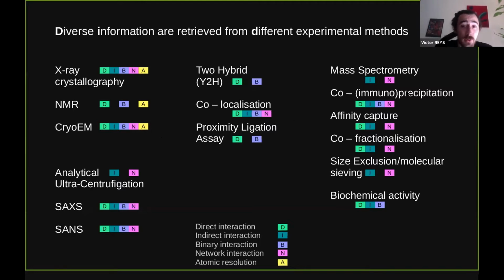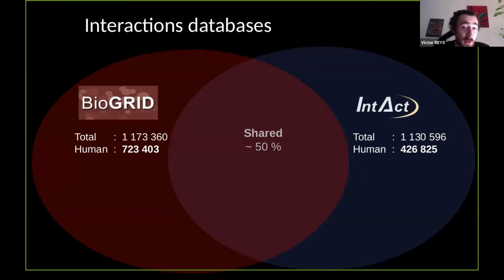And on the right, we have a bunch of other experimental methods like co-immunoprecipitation, affinity capture, and co-fractionation, usually coupled with mass spectrometry. What we have to know is that, except for the atomic resolution methods, we usually lose the physical interaction, and we don't know how they interact. What happened next is that we have specialized databases on protein-protein interactions like BioGRID or IntAct that hold more than 1 million interactions and share only 50% of them.